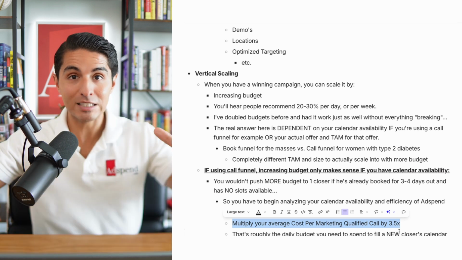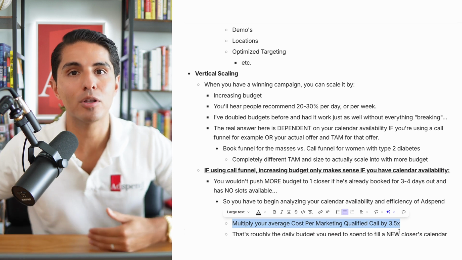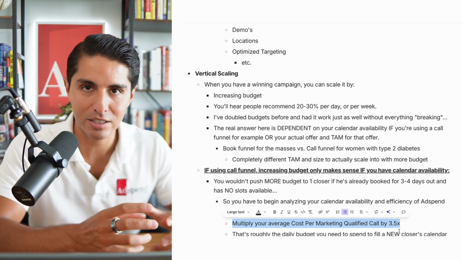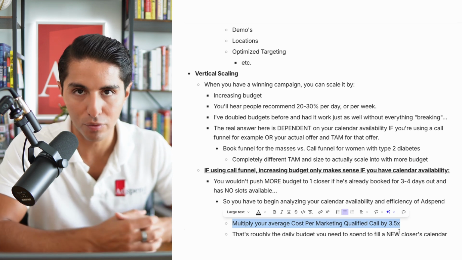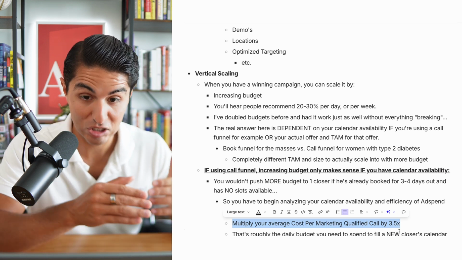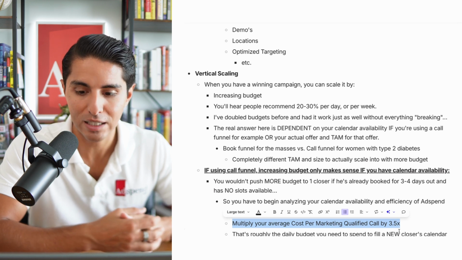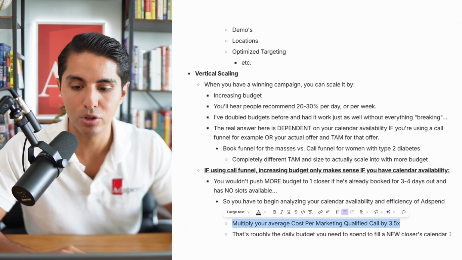Now, again, your business might be different. It might be 2, it might be 3, it might be 3.5. You've got to really dive into the analytics, the data, to actually know this true number. And if you don't, just use this as a rule of thumb, but you want to actually know this by staring at the data and micro-obsessing on it. That's roughly the daily budget you should spend to fill a new closer's calendar.